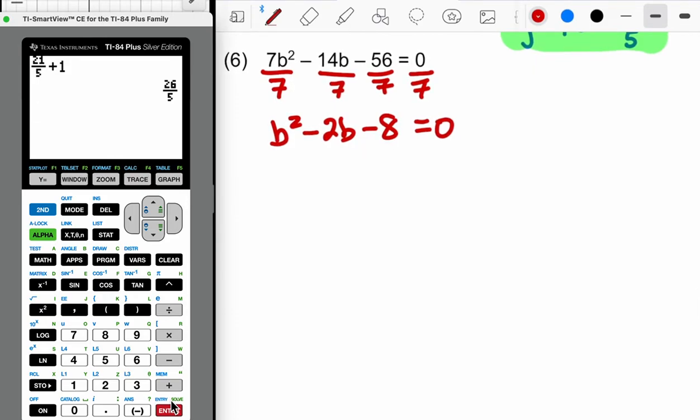All right, I need to get rid of the c value. So I'll do that by adding it to both sides. B squared minus 2b, leave a blank to complete the square, is going to be equal to 8.